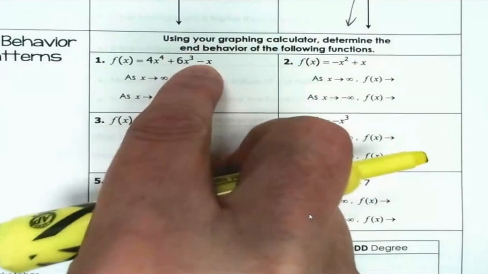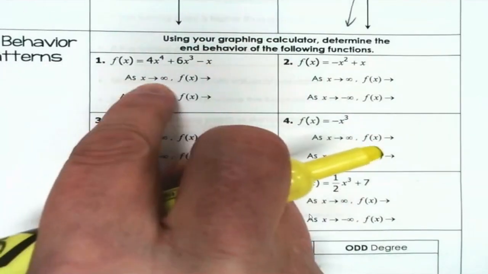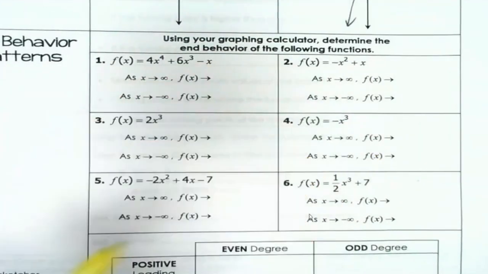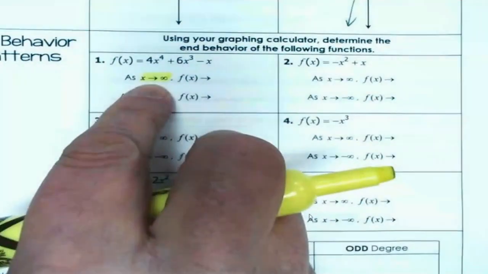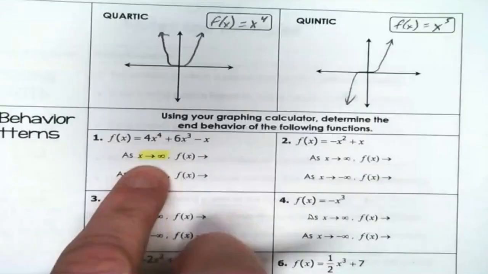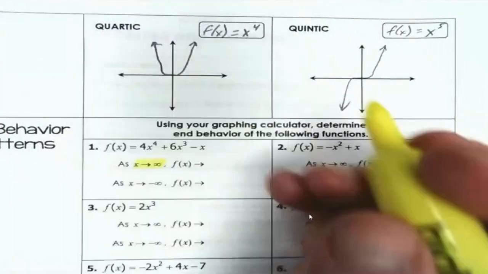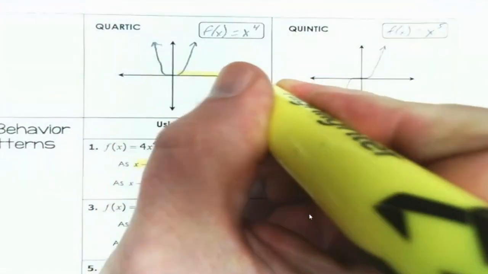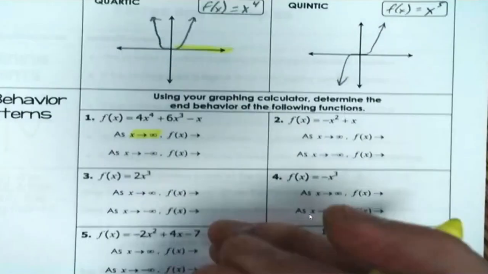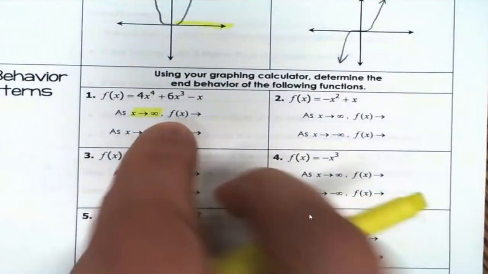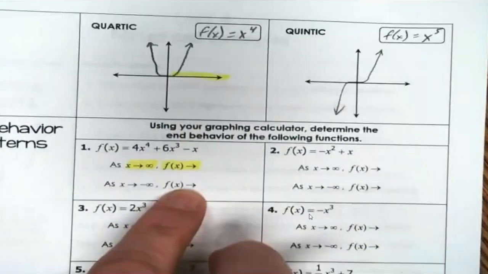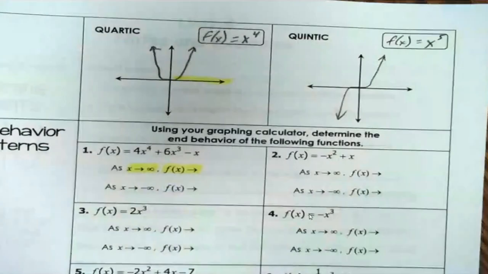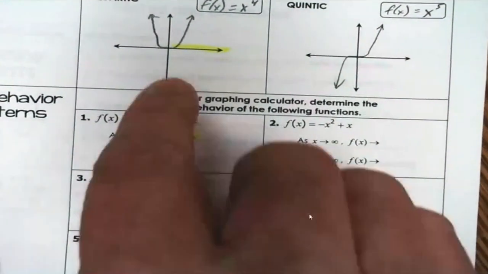For this function, this is as x approaches, usually with that arrow, as x approaches infinity. On a graph, that means x is getting bigger and bigger. What does the function do? The function approaches something. Like on this one up here, the function is going up. It's approaching infinity, going upwards. It's getting bigger and bigger and bigger.